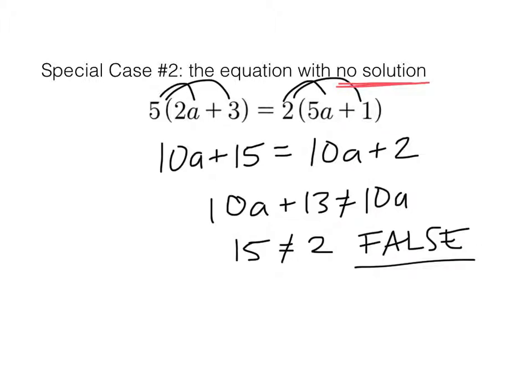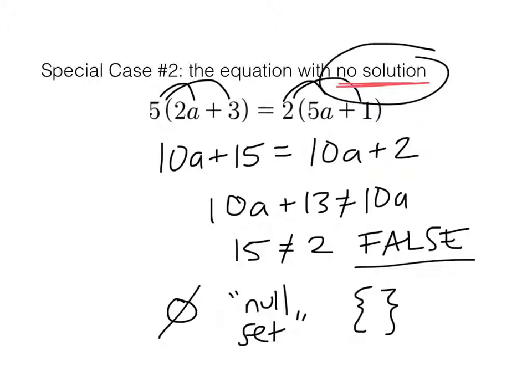And you can write that several ways. You can write a circle with a line through it. It's called the null set. You can write the curly braces with nothing inside them. That's also called the null set. Or you can actually write the words, no solution.